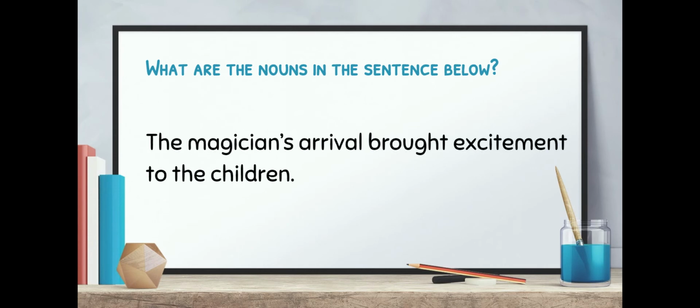What are the nouns in the sentence below? The magician's arrival brought excitement to the children. There are altogether 4 nouns in the sentence.